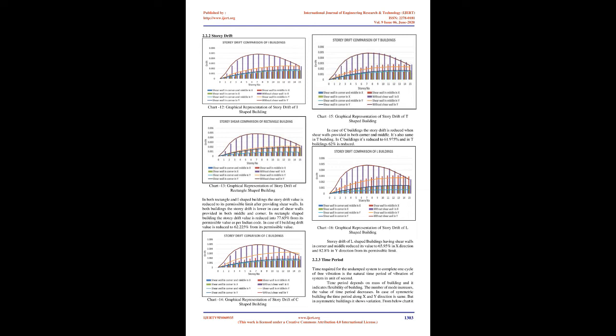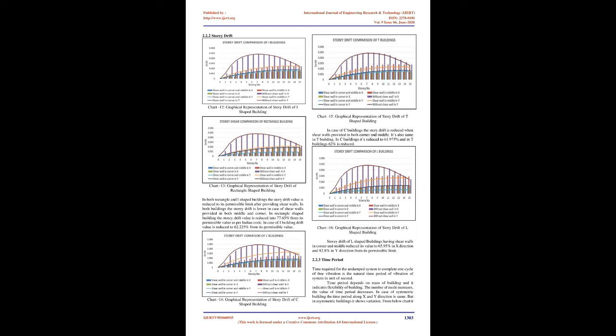2.2.2 Storey drift. Chart 12, graphical representation of storey drift of I-shaped building. Chart 13, graphical representation of storey drift of rectangle-shaped building. In both rectangle and I-shaped buildings, the storey drift value is reduced to its permissible limit after providing shear walls. In both buildings, the storey drift is lower in case of shear walls provided in both middle and corner. In rectangle-shaped building, the storey drift value is reduced to 77.65% from its permissible value as per Indian code.